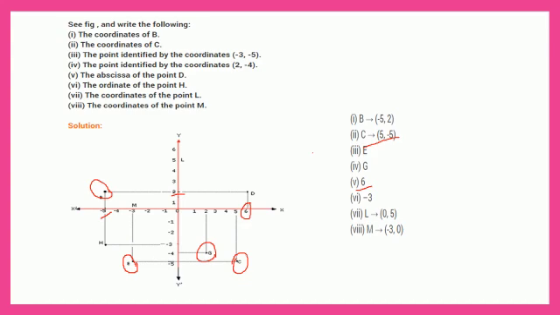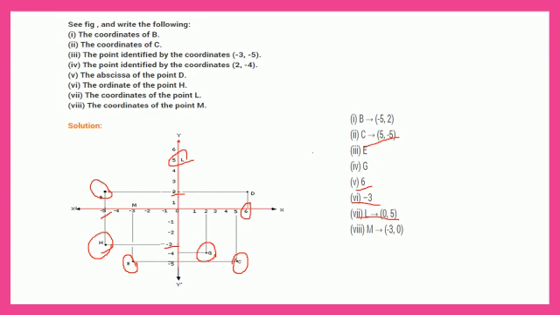Then sixth subdivision, ordinate of the point H. Ordinate means the y-axis value. Here H is there. So the y-axis point is minus 3. So the answer is minus 3. Ordinate of the point H is minus 3. Then seventh subdivision, the coordinates of the point L. Here L is there. The x-axis value is 0 and the y-axis value is 5. So point L is 0 comma 5.